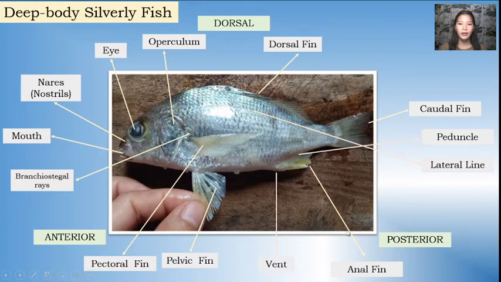And then, anal fin, yan. Vent. And then, dito yung kanyang anus. Pelvic fin, pectoral fin, si bronchosteal race niya. Yan. And then si mouth, yung kanyang bunganga. Nares, nostrils. So, hindi ko nabanggit kanina si nares. Si nares or nostrils ay ginagamit nila to smell. So, para sa ating ding tao, ginagamit natin yung ilong natin to smell.